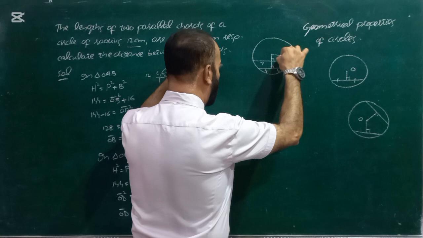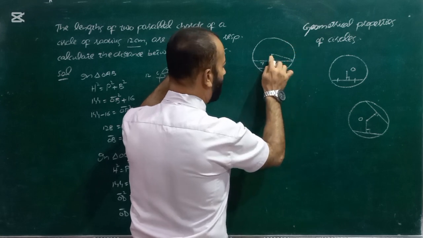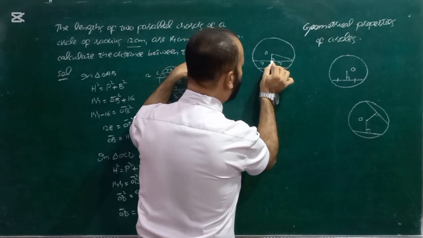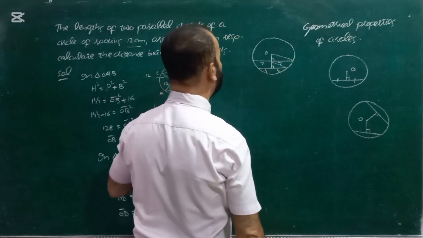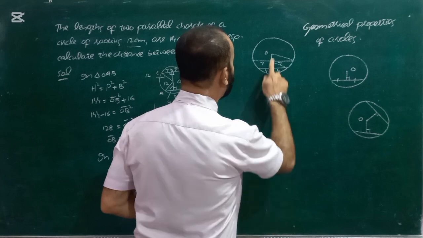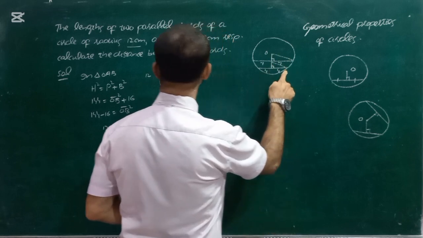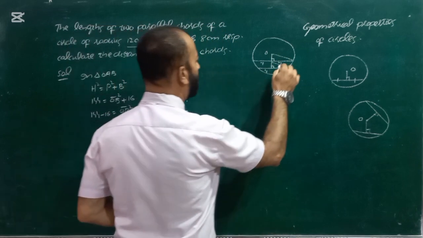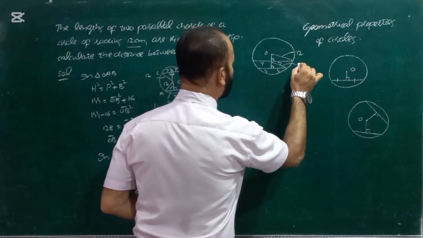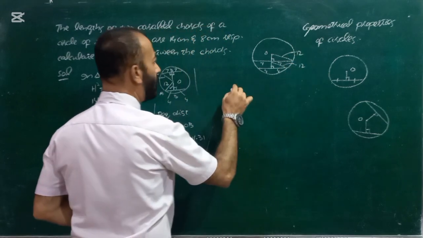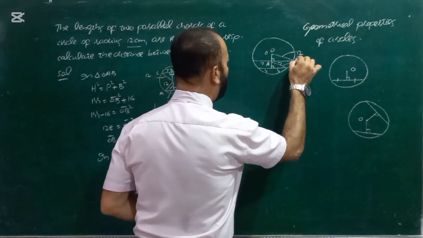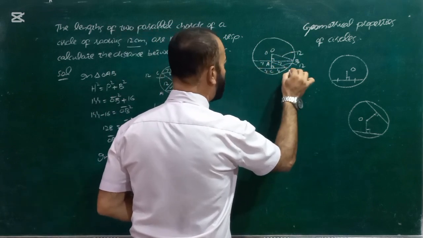So again we are going to join origin with this point and origin with this point. So again Pythagoras theorem will be applied. So look now, this will be radius and this will be radius as well, that is 12 and 12. So this is 12 and this is also 12. So we are going to name them O, A, B, this is C and D.